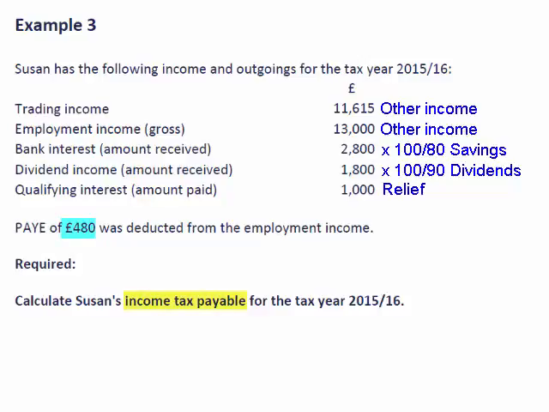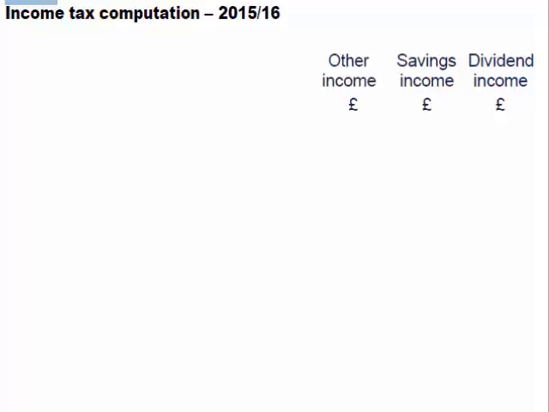So to set out the answer to this question, we're going to need columns for each type of income. Dividend income on the far right, savings income before that, other income before that, and a total income column. Always make sure you've got enough room for all the columns that you require.